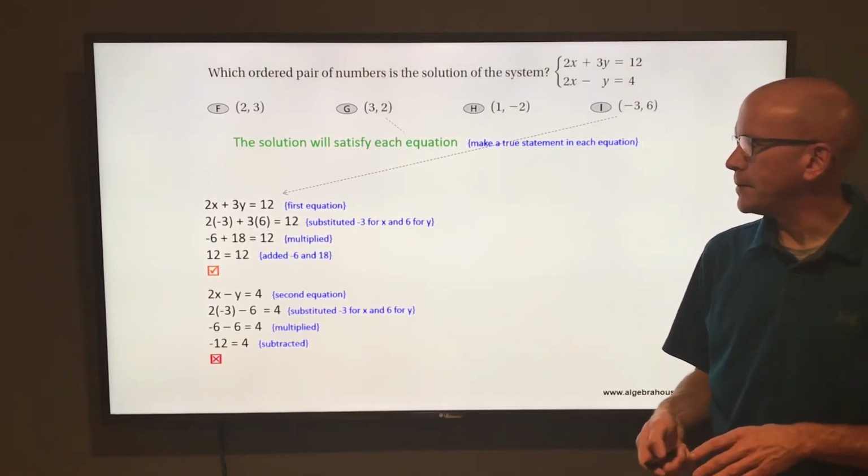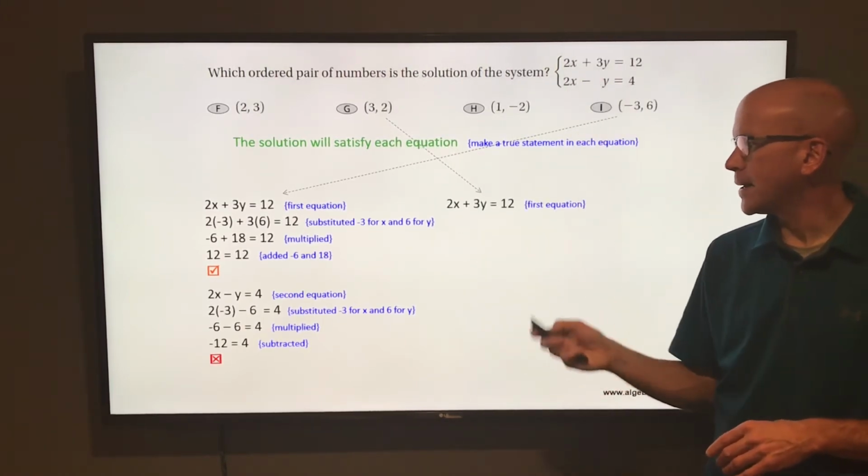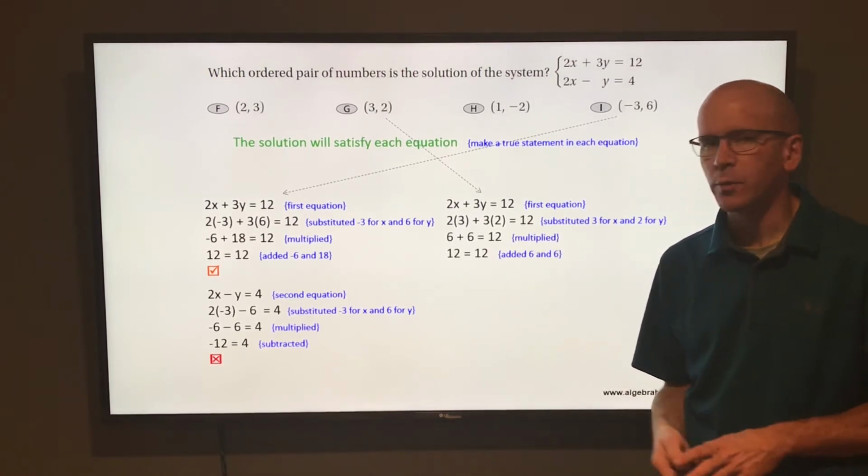So I'll pick another point. This time let's go 3, 2. If we put 3 in for x and 2 in for y into that first equation, we end up with 6 plus 6 equals 12. Well, that's a true statement. 12 equals 12.